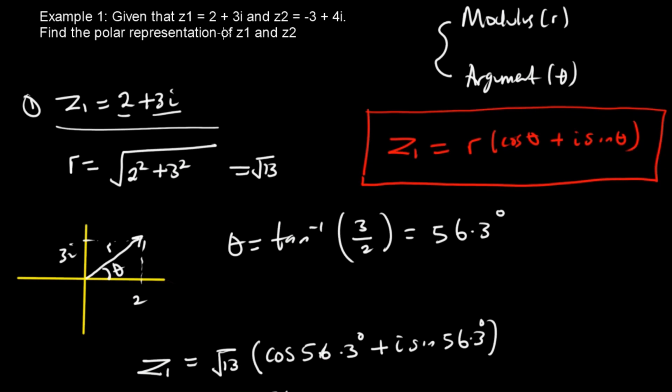So given that z1 is 2 plus 3i and z2 is minus 3 plus 4i, we derived the polar representation of z1 and z2. Now let's look at what if you have division, what if you have power, how do we handle that? So let's look at another example.